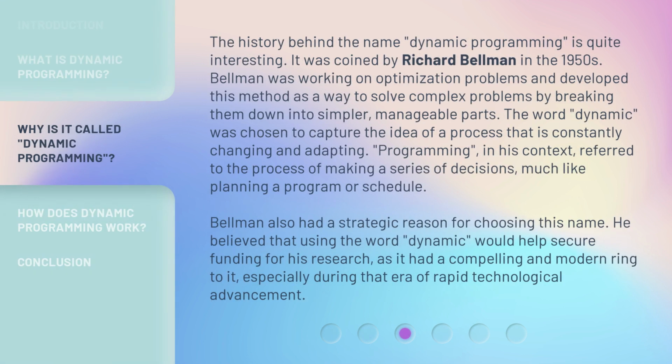The history behind the name dynamic programming is quite interesting. It was coined by Richard Bellman in the 1950s. Bellman was working on optimization problems and developed this method as a way to solve complex problems by breaking them down into simpler, manageable parts. The word dynamic was chosen to capture the idea of a process that is constantly changing and adapting. Programming, in his context, referred to the process of making a series of decisions, much like planning a program or schedule.